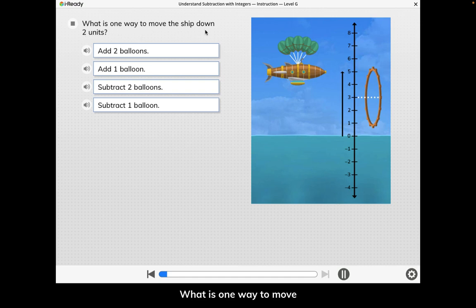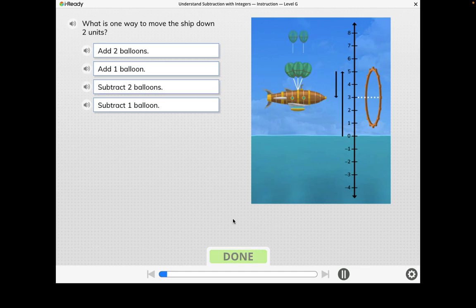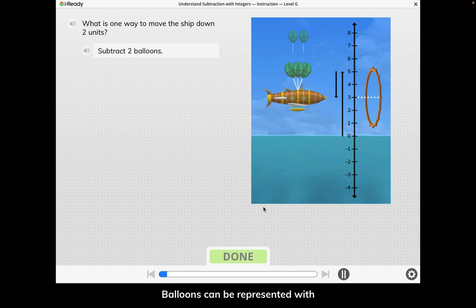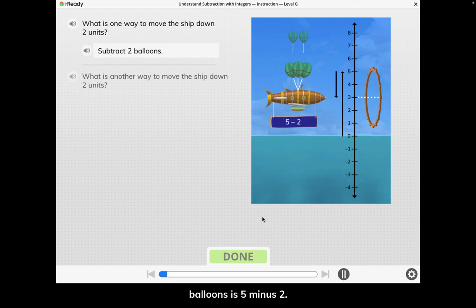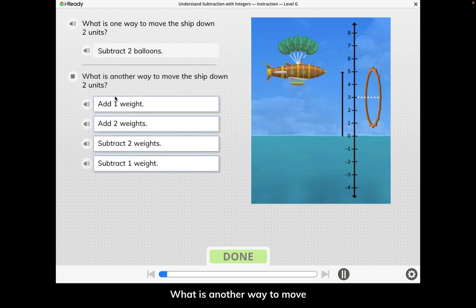Okay, what is one way to move the ship down 2 units? Subtract 2 balloons. Because if you subtract 2, you only have 3 balloons and you'll go down to 3. Okay, what is another way to move the ship down 2 units? You could add 2 weights, because then you'd be going down 2. So you'd be aligned with 3.